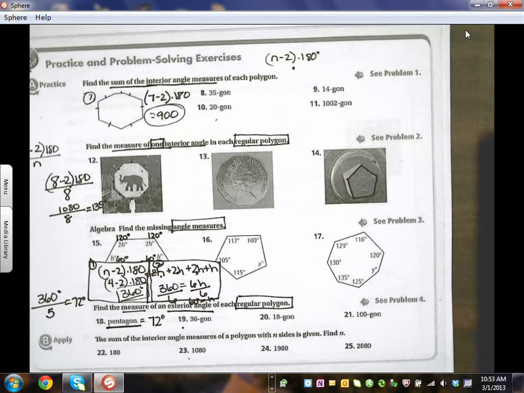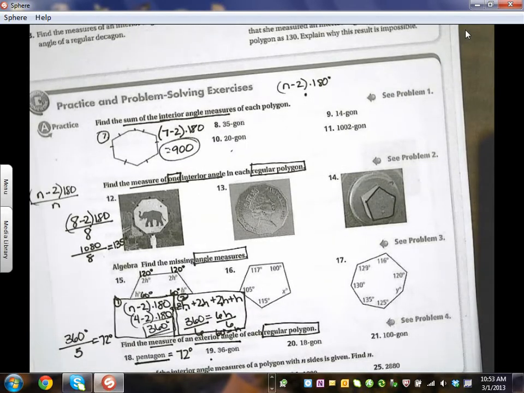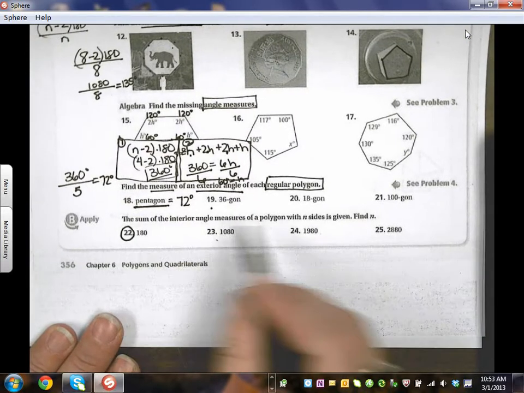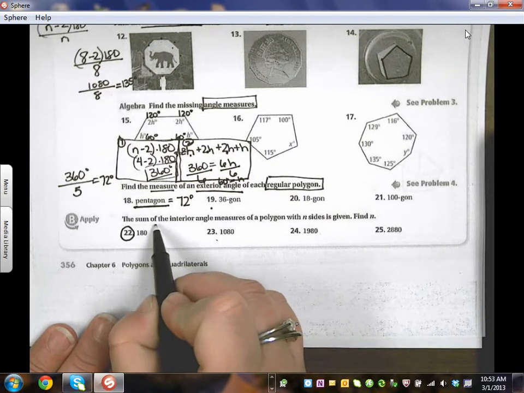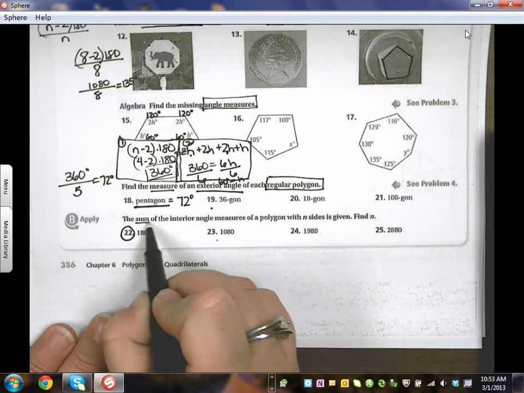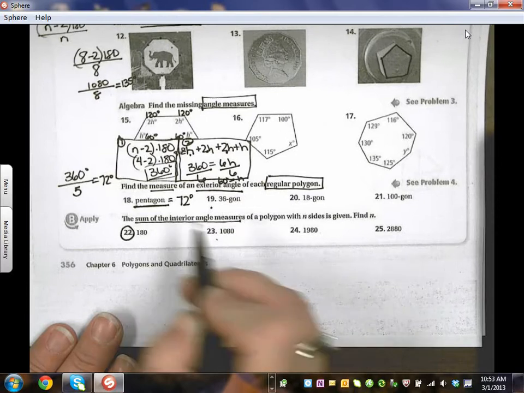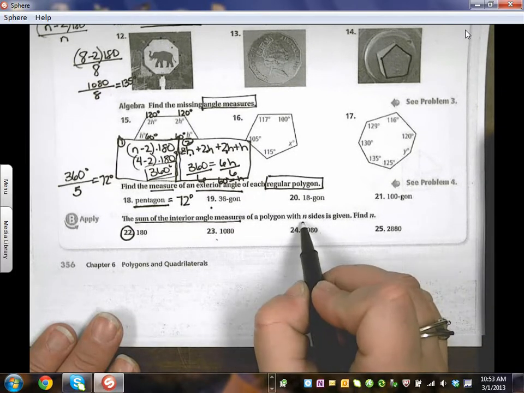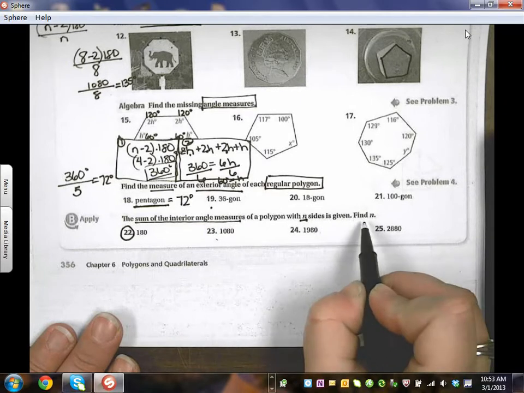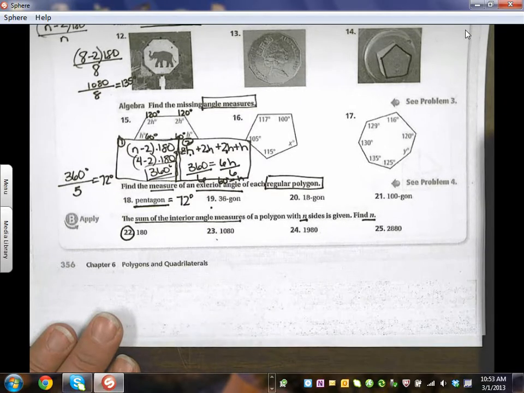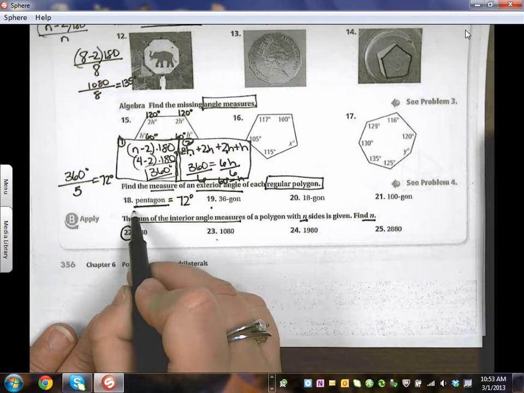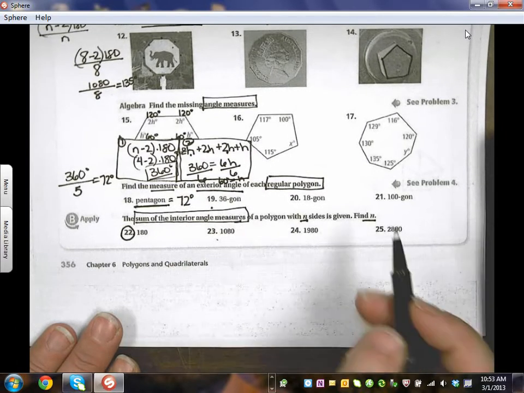Now, let's look at number 22. This is where it starts to get a little bit more complicated. It's still not too difficult, though. They give us the sum of the interior angle measures. So this is one angle of my shape, and it has n sides, and they want me to find the number of sides.